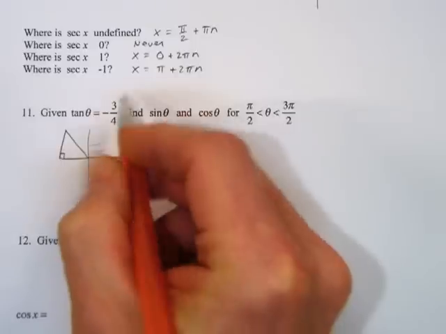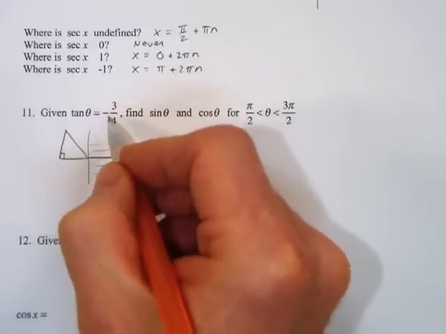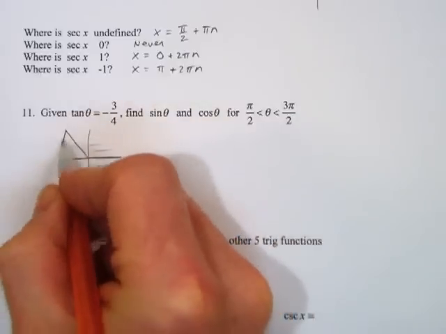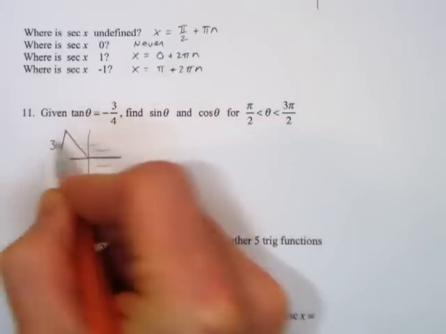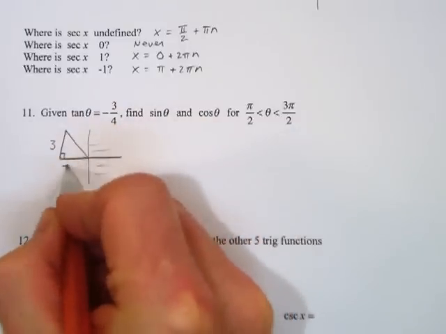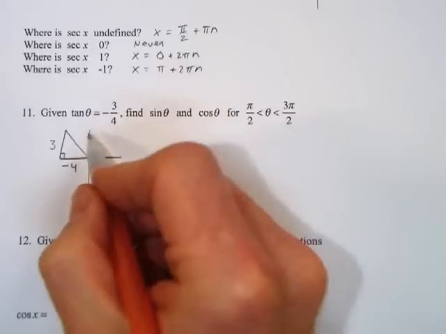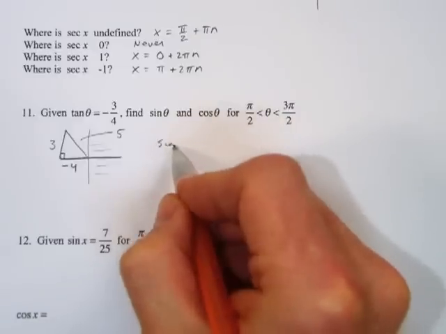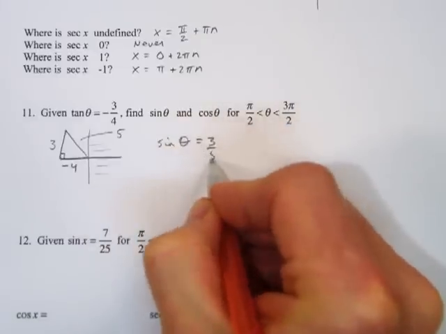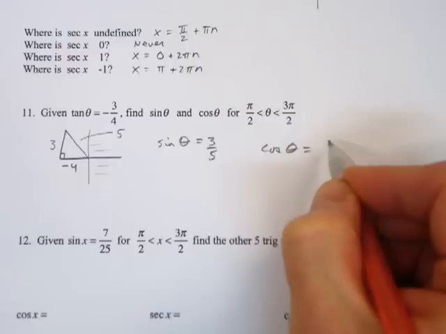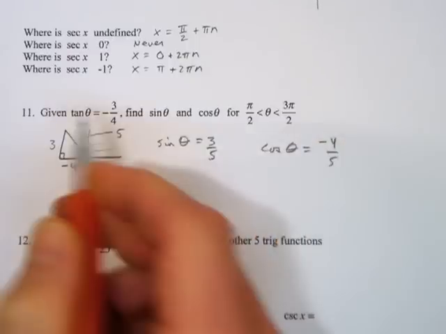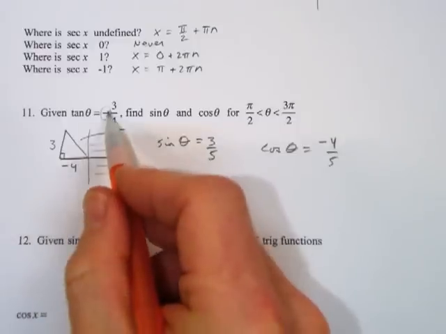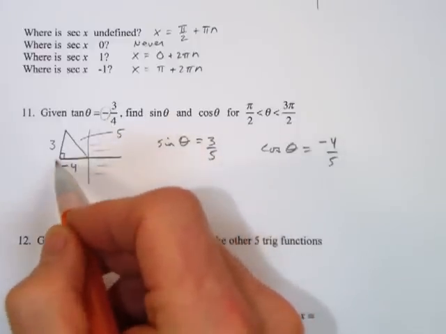Now, we have this negative here. Where does the negative go? Does it go with the 3 or does it go with the 4? Well, since this vertical value here is positive, that 3 has to be positive. The x value here is negative, so the negative has to go with the 4. Use the Pythagorean theorem. You already know this is 5. So now we can say the sine of theta equals 3 over 5. The cosine of theta equals -4 over 5. So the key thing here is you need to be careful about that negative. Look what quadrant you're in, and you have to give the negative to the appropriate number.